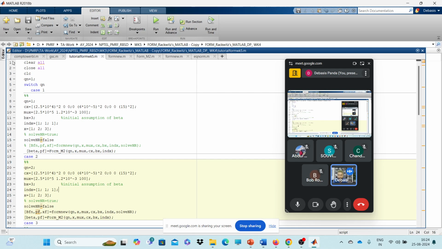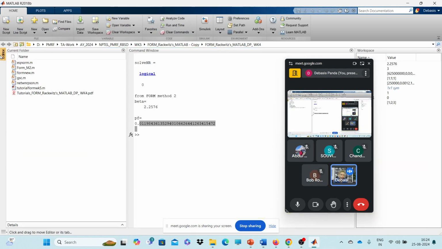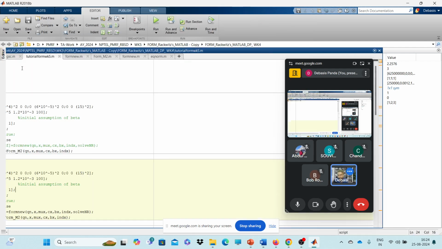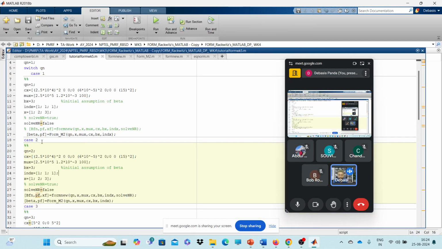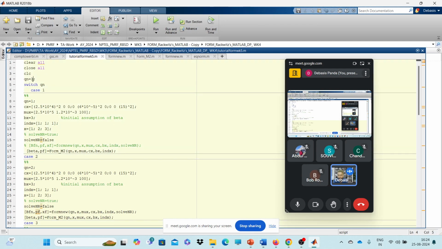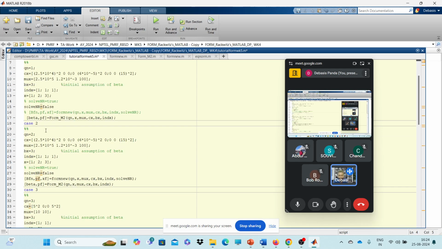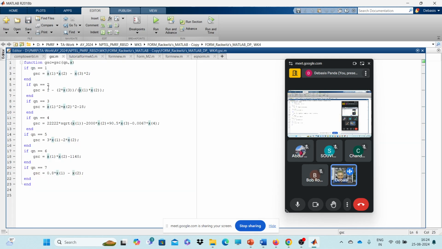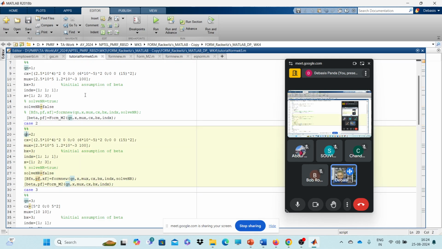So for the first case, what was the result, if all the random variables are normal and uncorrelated? The result was 2.2576. Clear? Now let's check the second one. What you need to do is just change your question number to 2. That means it will first look at the question number and go to your limit state function, check what my limit state is. Okay, this is my limit state. And all the parameters like Cx, covariance matrix, mu x, initial beta, and index.